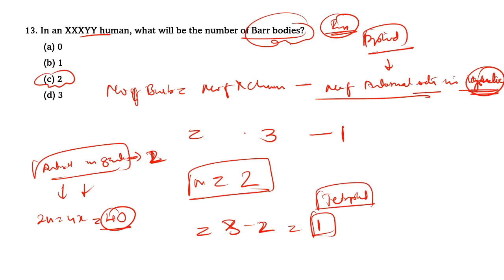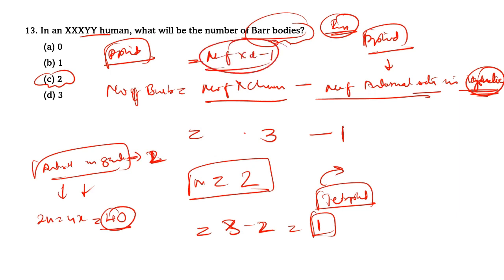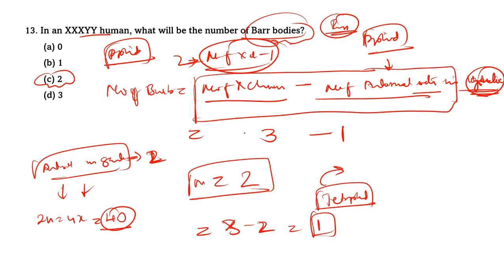If they are asking for tetraploid or polyploid, you have to apply the formula: number of X chromosomes minus number of autosomal sets in the gametes. Or if they are directly asking for diploids, you do not have to do anything, it is just simply number of X chromosomes minus 1. It is always minus 1 in case of diploids. For polyploids, it depends on the ploidy. So the general formula will be number of X chromosomes minus number of autosomal sets in the gamete. That's it.